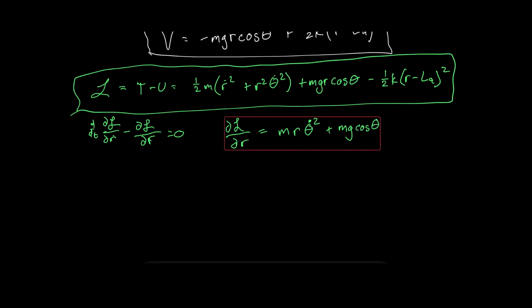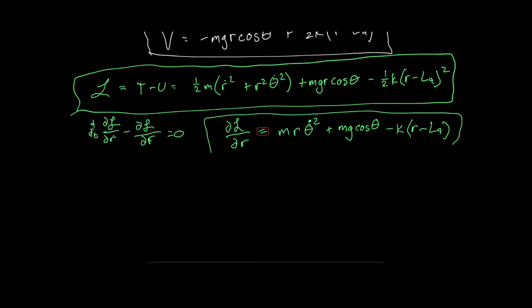And then for this one, we have our chain rule. So we have minus 2 times 1/2, so a 1, k, minus k times r minus L_A, times the derivative of r, which is 1. Okay, so this is this one.